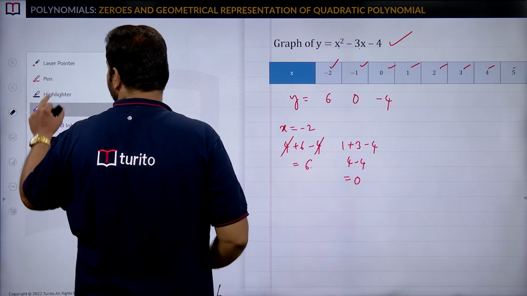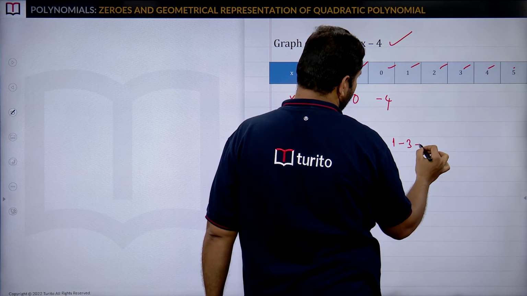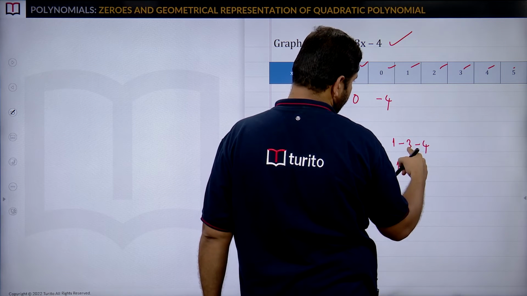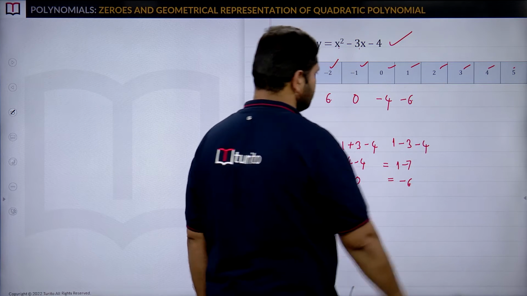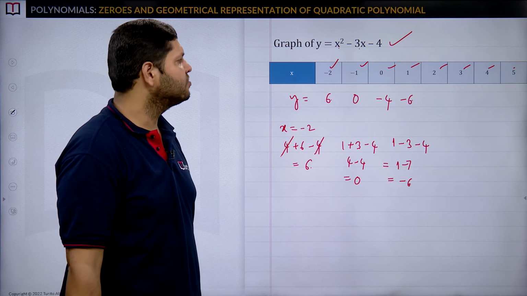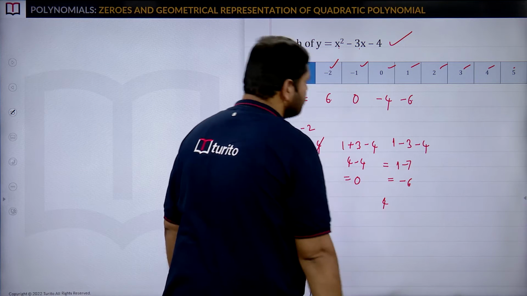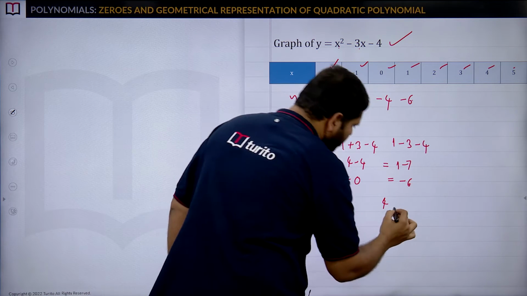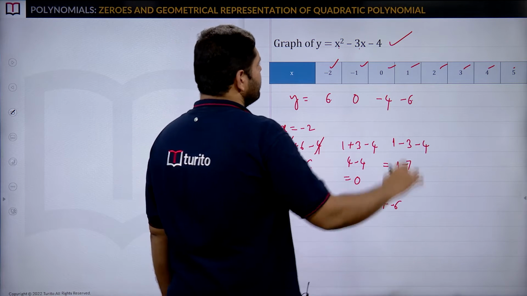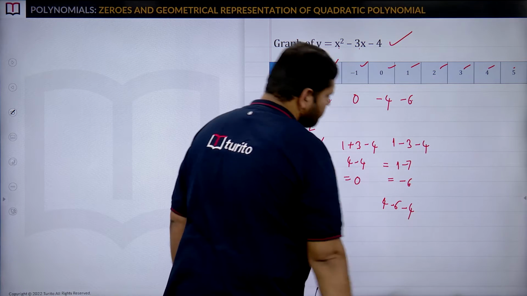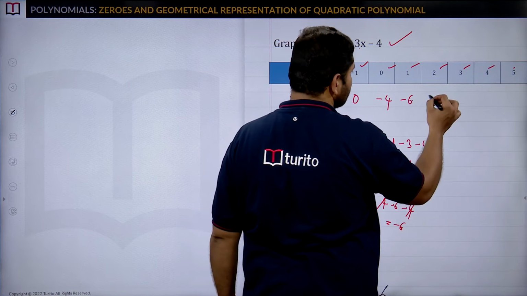Okay. Now, x is equal to 1. 1 square is 1, minus 3, and minus 4. So, this is 1 minus 3 minus 4, which is minus 7. So, 1 minus 7 is minus 6. At x is equal to 1, the y value is minus 6. Now, x is equal to 2. 2 square value 4, and 3 into 2 is minus 6, and next, minus 4. So plus 4 minus 4 cancel. The answer is minus 6.